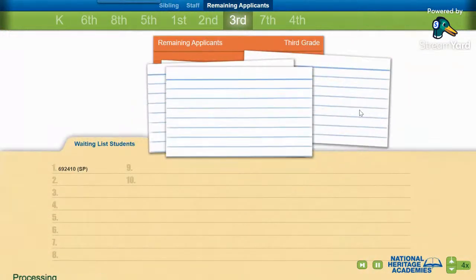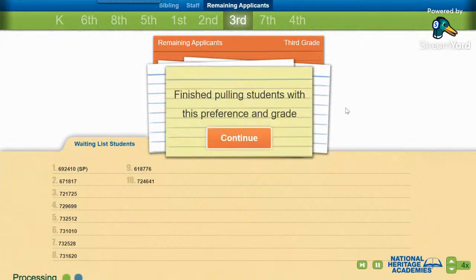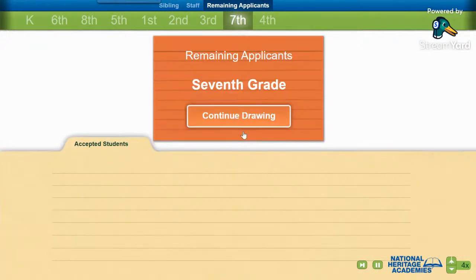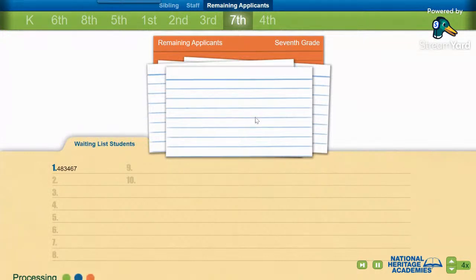Moving on to third grade. This grade also had a sibling who was drawn earlier who received preference. So we're also starting here with number 2, and we'll have 10 students on this list. Okay, that concludes third grade. Moving on to seventh grade. A waiting list here as well with 10 students in this drawing today.